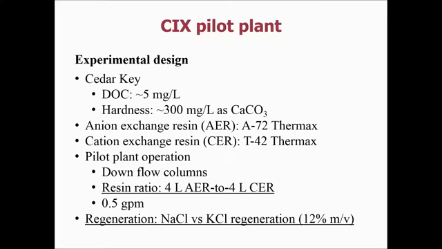We're using two polymer resins: a polymer anion exchange resin and a polymer cation exchange resin. And just some of the highlights of the pilot plant operation. Right now, the results I'm going to show are for fixed bed. I'll make some comments towards the end about the work we're doing on a completely mixed process. But right now, the results are fixed bed in downflow columns. In these columns, we have both anion exchange resin and cation exchange resin. Right now, we're working at a 1-to-1 resin ratio, so each column contains 4 liters of anion exchange resin and 4 liters of cation exchange resin. Each column is operating at a target of 0.5 gallons per minute.